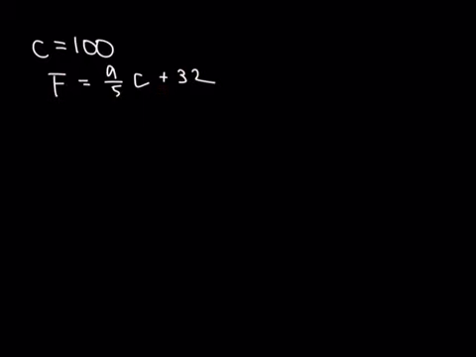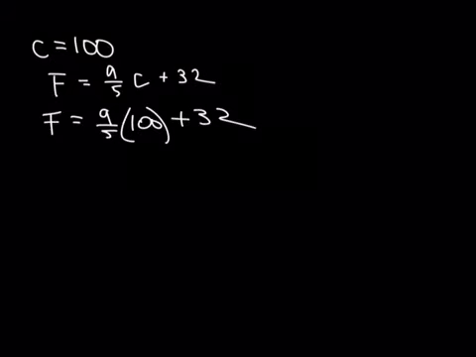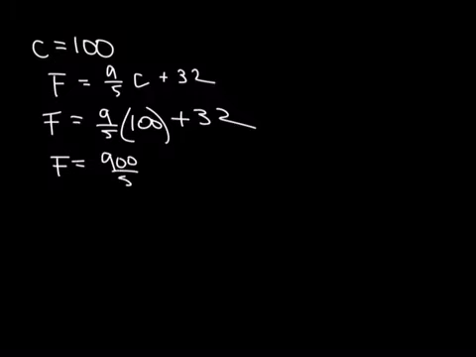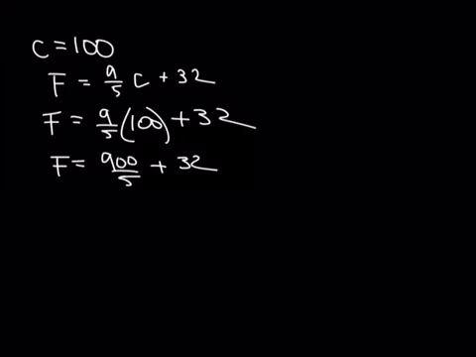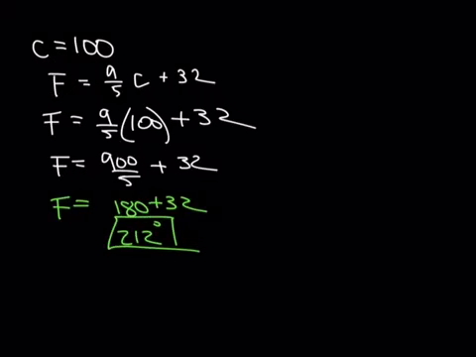So in order to do that, all you have to do is plug 100 in for C. So we get 9/5, and I like to write everything out before I start solving. Alright, so F then equals 9 times 100 over 5 plus 32. And 900 divided by 5 is 180. So F equals 180 plus 32, which equals 212 degrees Fahrenheit. So that's the boiling point of water in Fahrenheit. That is the boiling point of water in Celsius.